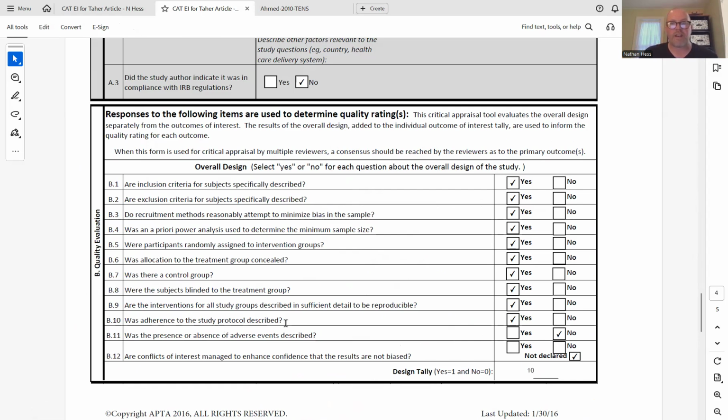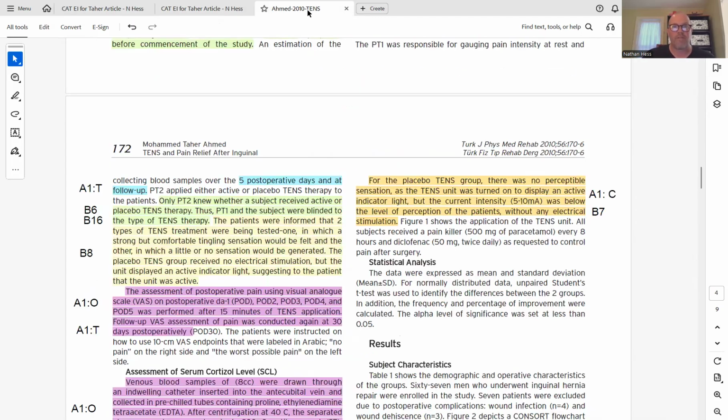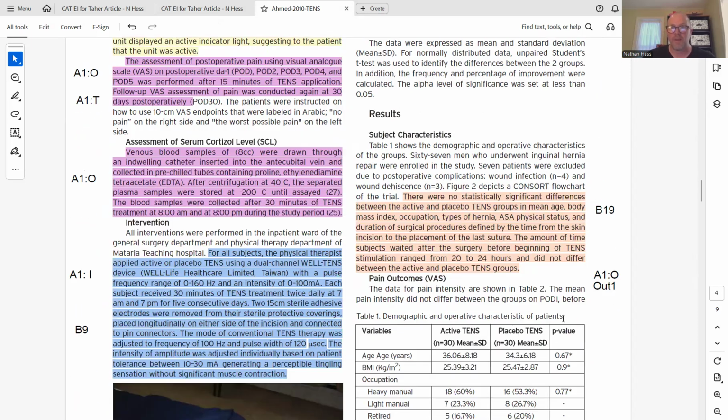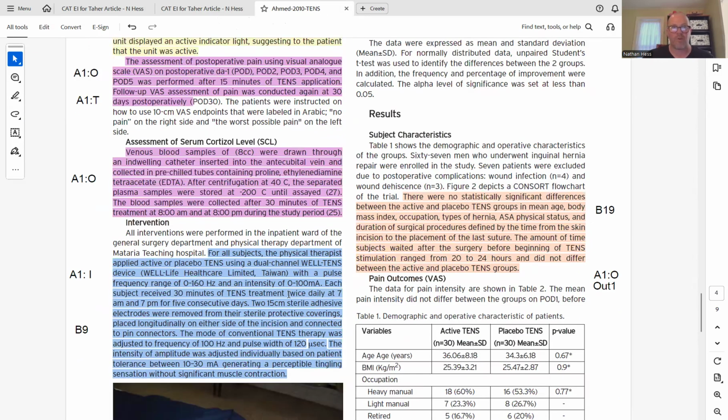B10 was adherence to the study protocol described. In other words, did they go through to make sure that they actually followed? This is B10, let's see what it says here. Yes, if the study describes acceptable level of attrition, planned crossover, subject compliance, any of the conditions. I said yes for this one. They didn't really go into a whole lot of detail about these different levels of attrition. If we go to the results here, they talked about a little bit of that. They had 7 patients excluded due to post-operative complaints, wound infections, and other wound difficulties. So really, this is why I chose for B10 to be yes. And I apologize, I didn't put that there. I'll make sure to do that before I save it for you all.